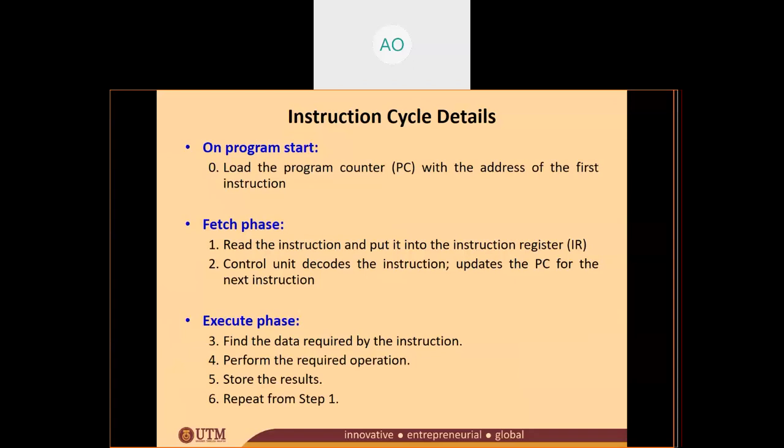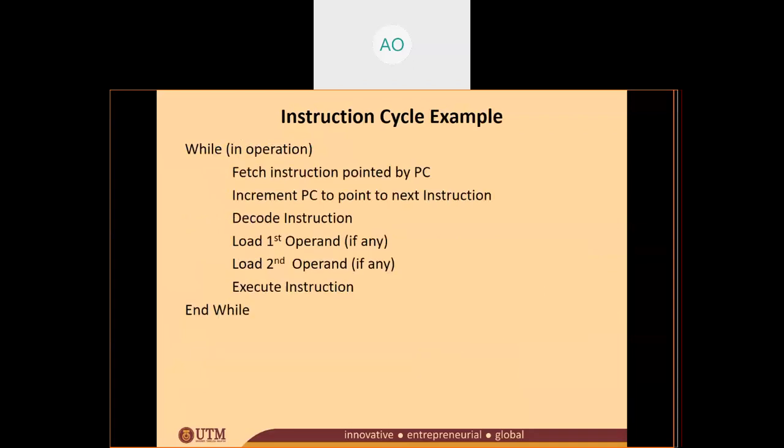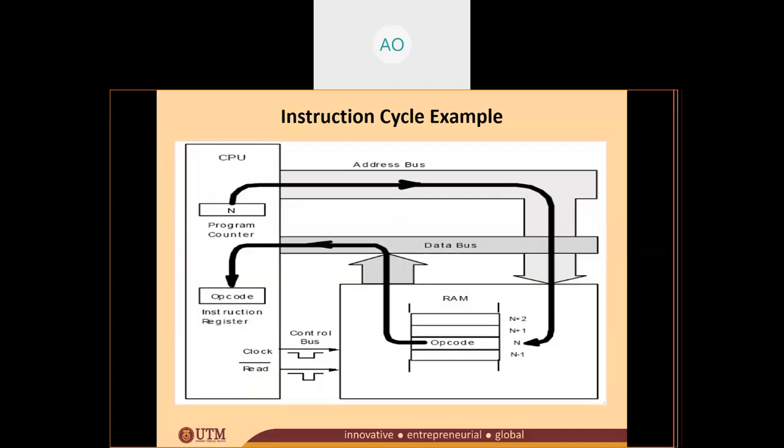On program start, you load the program counter, PC, with the address of the first instruction, and then you have the fetch phase. In the fetch phase, read the instruction and put it into your instruction register. The control unit decodes the instruction and updates the PC for the next instruction. Then you have the execute phase: find the data required by the instruction, perform the required operation, store the result, and repeat from step one. So this is the instruction cycle.